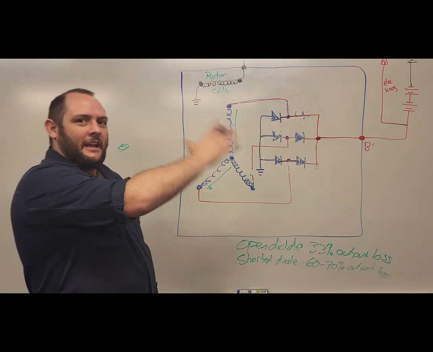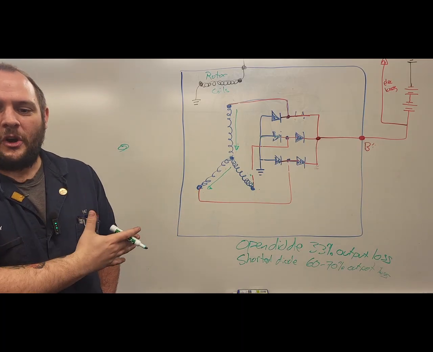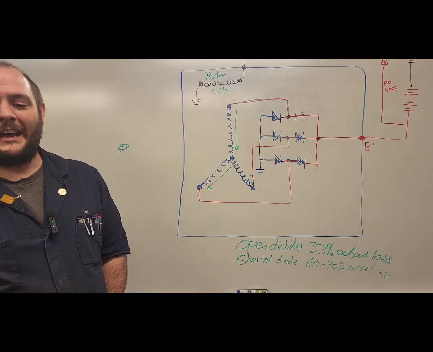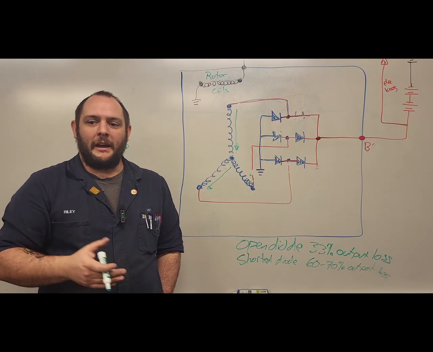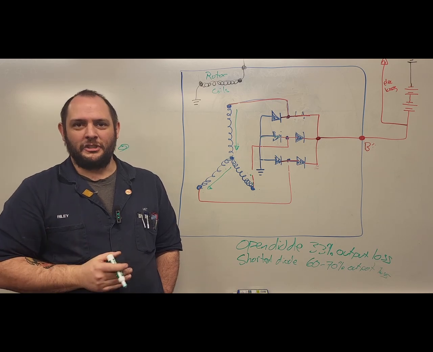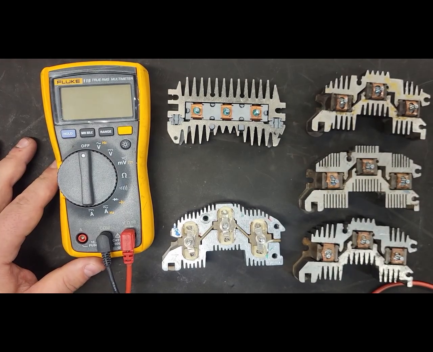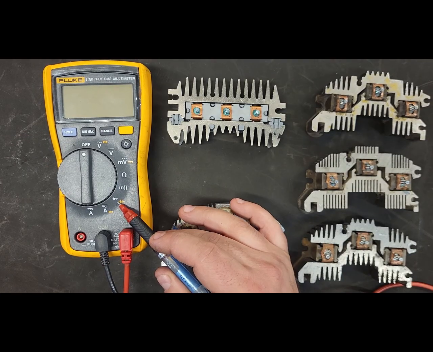Now, this is all fine and dandy when I draw it on a circuit, but let's go onto the desk, we'll take a look at how to actually troubleshoot and how to diagnose a diode by using a multimeter and the diode function check. Here I have my Fluke 115 True RMS multimeter. This is my diode function check.